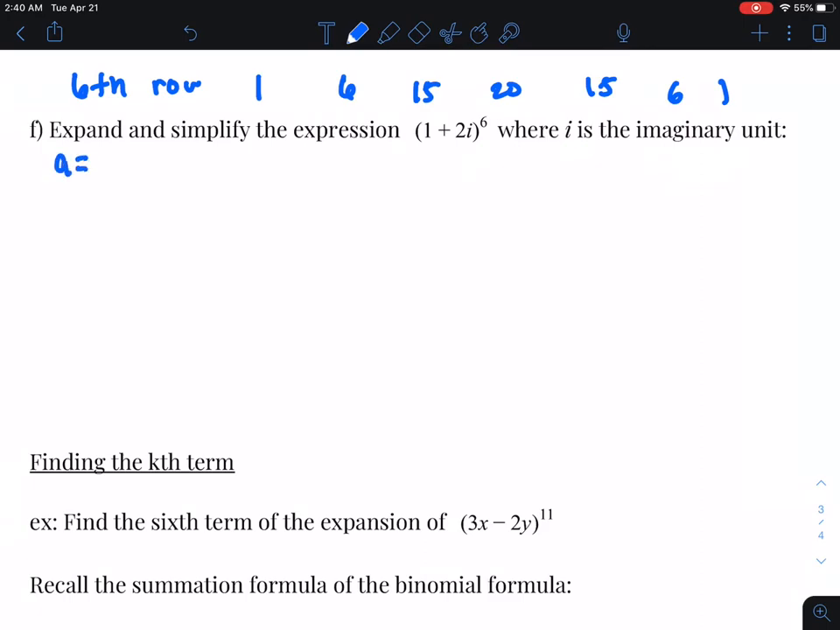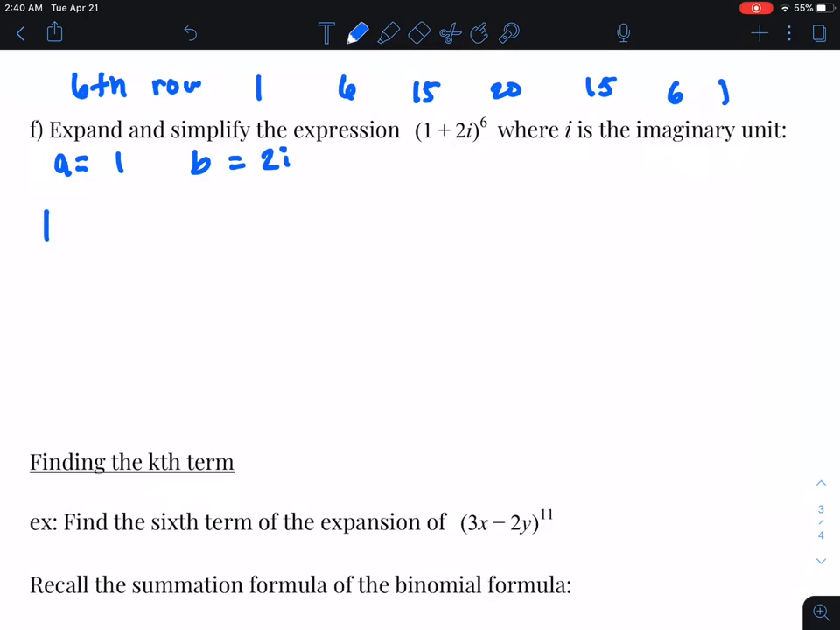A is going to equal 1. B is going to equal 2i. Okay, so our i's are coming into play, our imaginary number. So we just got to kind of remember how that goes. So let's do this again.